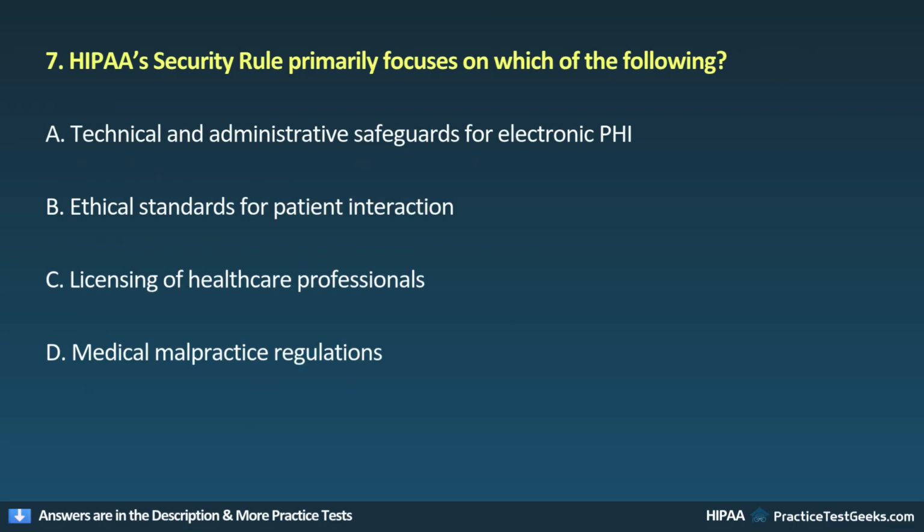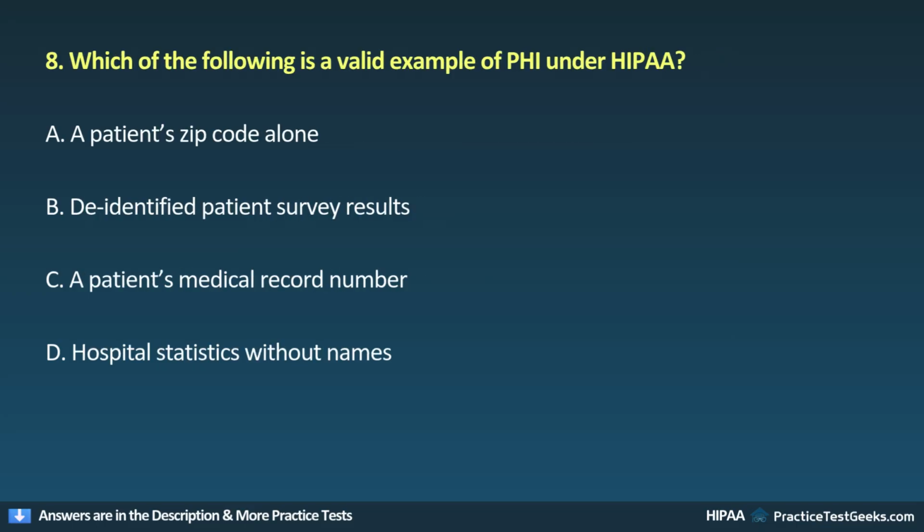7. HIPAA's security rule primarily focuses on which of the following? A. Technical and administrative safeguards for electronic PHI. B. Ethical standards for patient interaction. C. Licensing of healthcare professionals. D. Medical malpractice regulations.